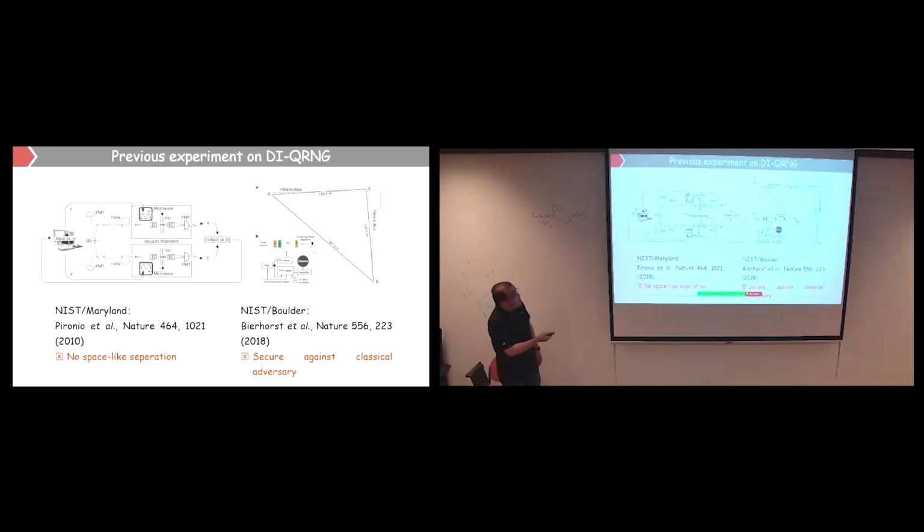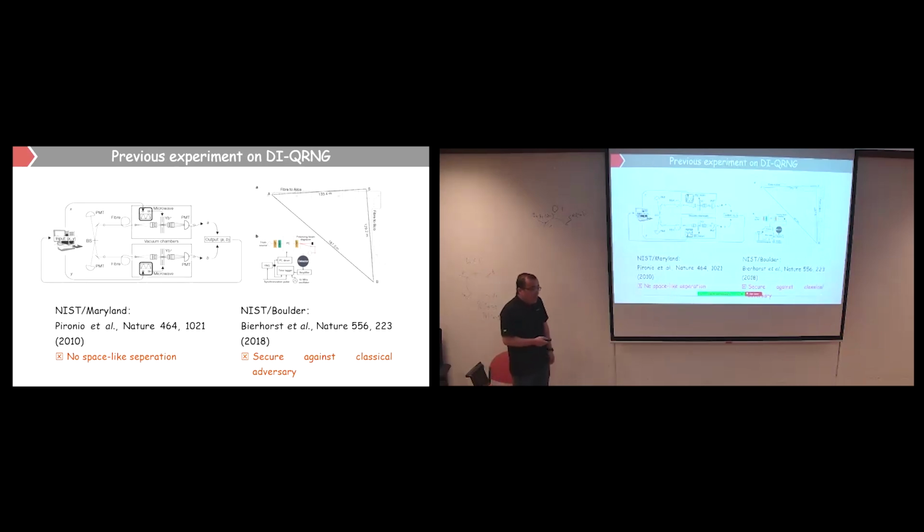And here is the very earliest device-independent QRNG. This one is by NIST Maryland using trapped ions, and this closed the detection loophole. Later on, NIST and Boulder, Seunam and Crystal Cell, used an entanglement source to close both loopholes in this paper, but the entanglement efficiency is not good enough. So it's secure against a classical adversary.